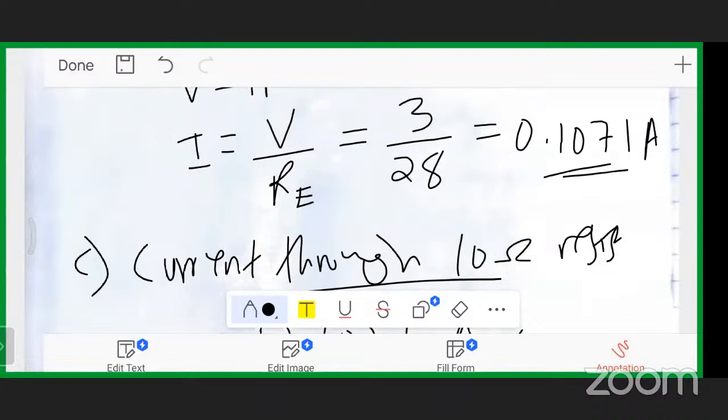So I will have to go to this parallel connection. Are you okay with that series one? Yes. Yes.